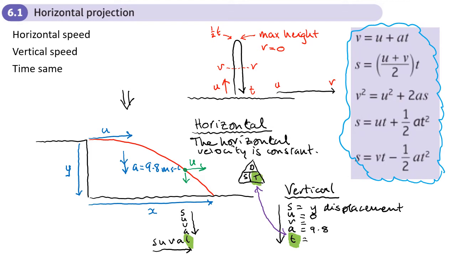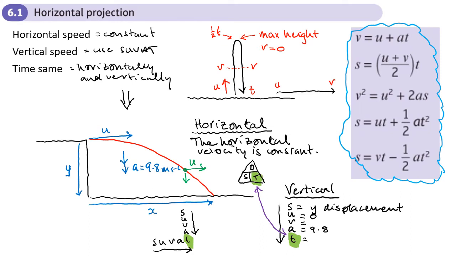So I'll just put up here, horizontal speed, we've written it down, that's constant. Vertical speed, well, we'll have to use our SUVAT equations to do that. And the time is the same horizontally and vertically.